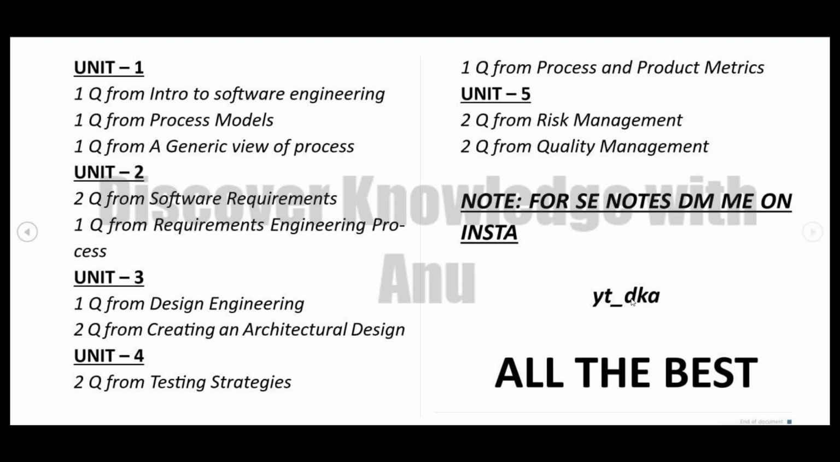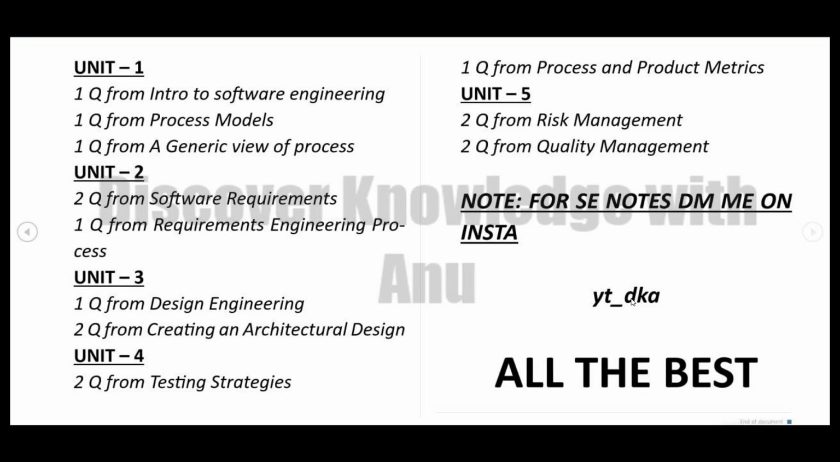First, we have software engineering. From this software engineering, there are only 3 topics: evolving role of software, changing nature of software, and software myths. So from these 3 topics, you can expect one question in the exam. And the second part, a generic view of process, we have software engineering as a layered technology, that is, software layers, a process framework, and the CMMI.